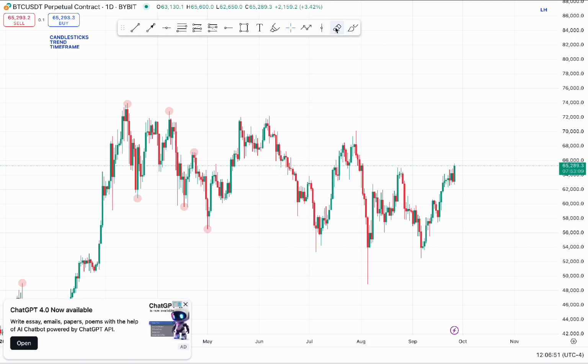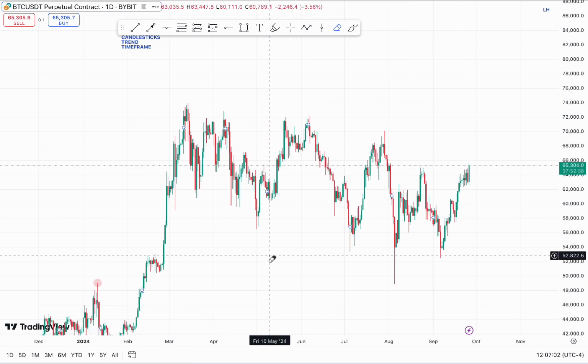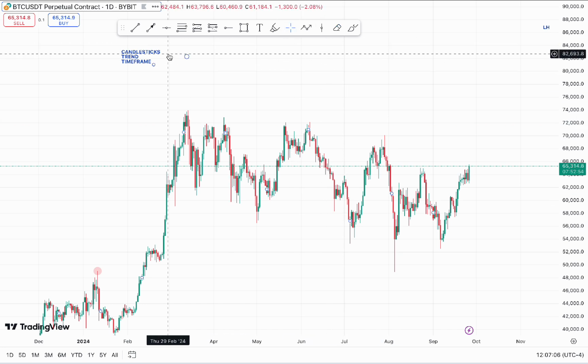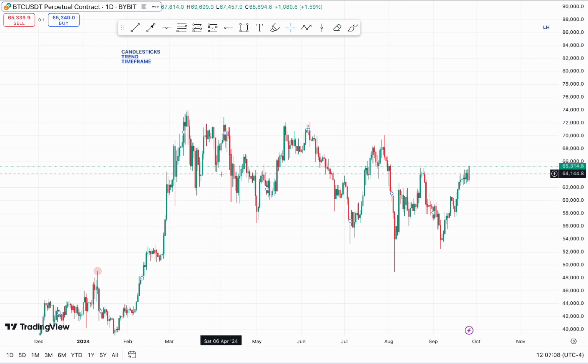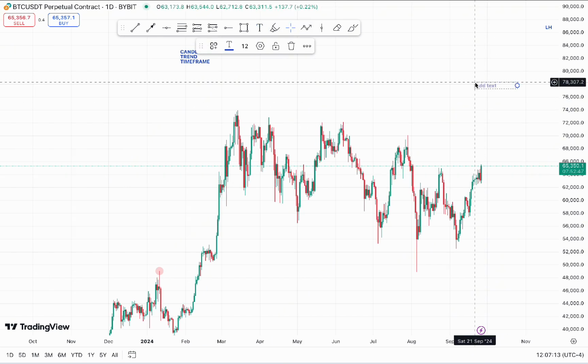So yeah, that's just the idea behind trend, and it's very, very, very helpful. It's one of the things you would need as a trader. So now we know about candlesticks, we know about trends, and then we just talk about time frames. So we'll be talking about time frames in the next video that I'll post.